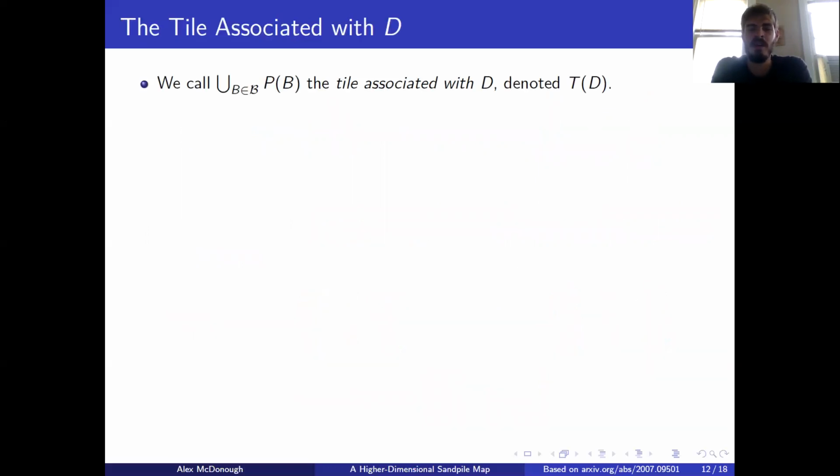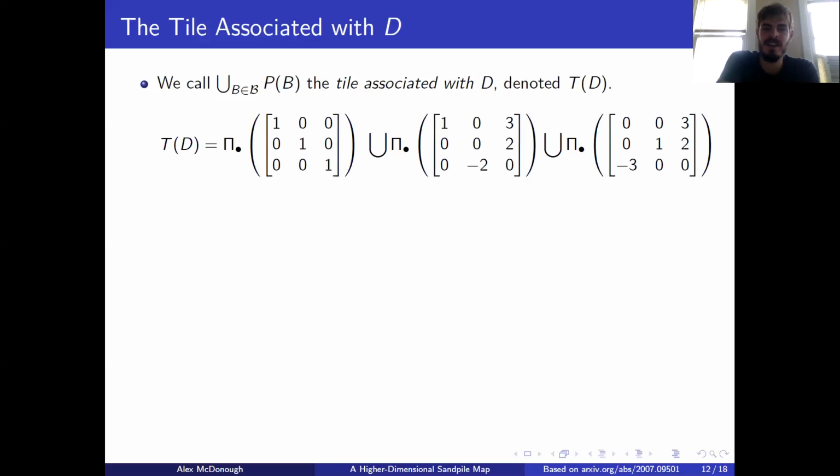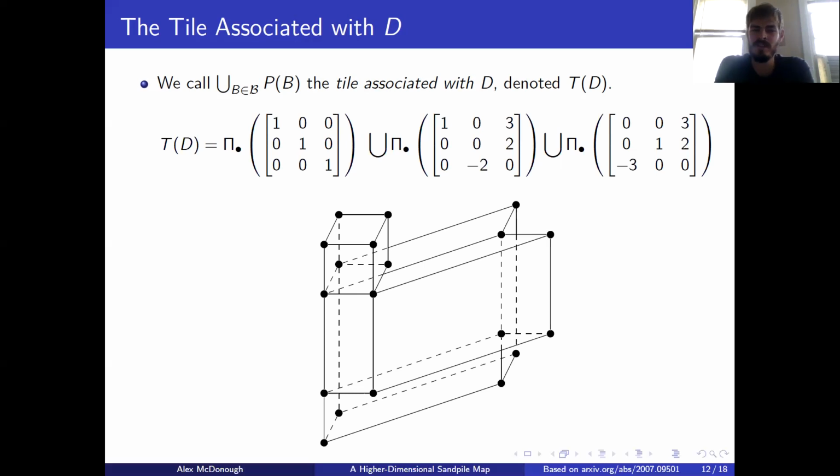And then what we're going to do is take these parallelepipeds and take the union of them, and we're going to call this the tile associated with D. And there's a good reason why we call it the tile, but I'm not going to spoil it yet. So in this case, we have these 3 parallelepipeds, and here's a drawing of what they look like. The first one is the cube, the second one is the smaller rectangular prism, and the third one is the larger rectangular prism. And we're just going to put them all together, and this is what we call our tile.